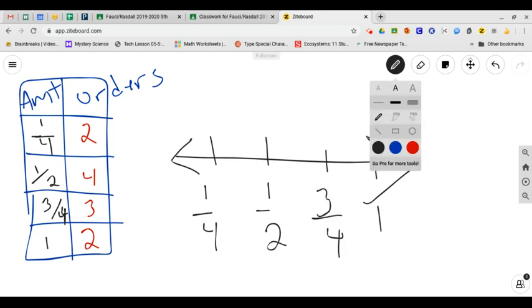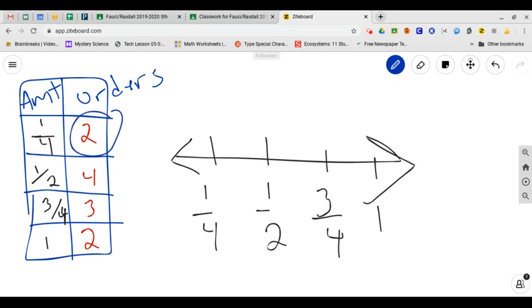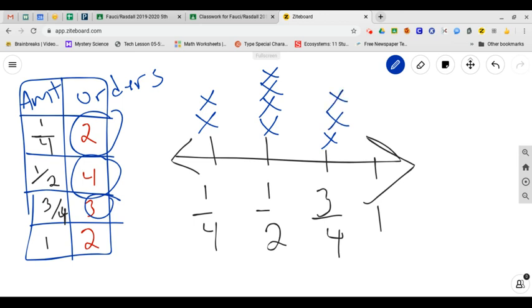Okay, so now I want to put my graph together. Well, I'm just going to look. How many kids ordered 1/4 pound of cheese? Well, I see that 2 kids ordered 1/4 pound of cheese, so I'm going to put 2 X's. How many kids ordered a half pound? There were 4 kids that ordered a half pound. 1, 2, 3, 4. How many kids ordered 3/4 of a pound? Well, I see 3. So I'm going to put 1, 2, 3. And how many kids ordered 1 pound? I'm going to put 2. 1, 2.